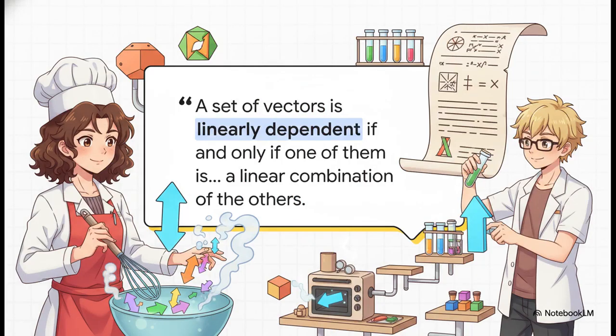You know what? Let's boil it down even more. This quote right here really hits the nail on the head. Basically, if you can cook up one of your vectors using a recipe of the others, then the whole set is dependent. That's it. That's probably the most intuitive way to think about this whole thing.